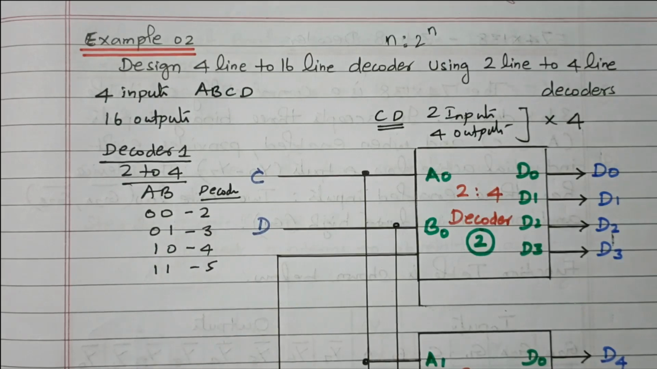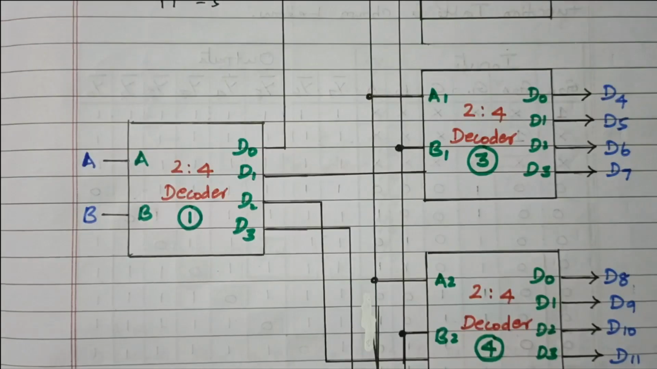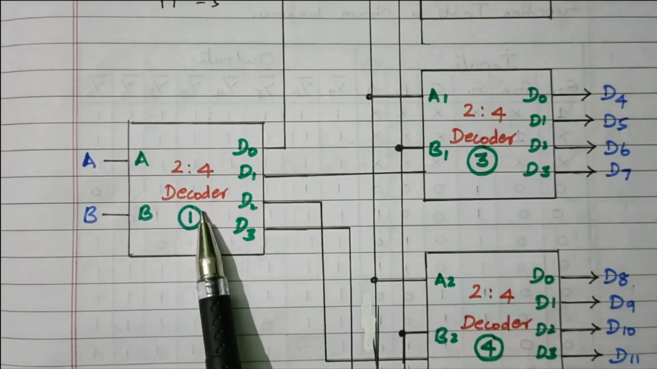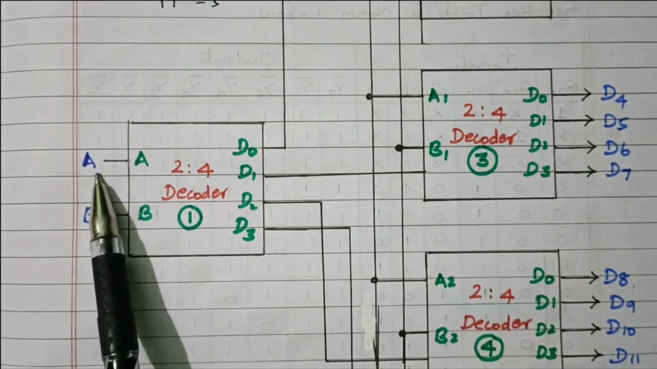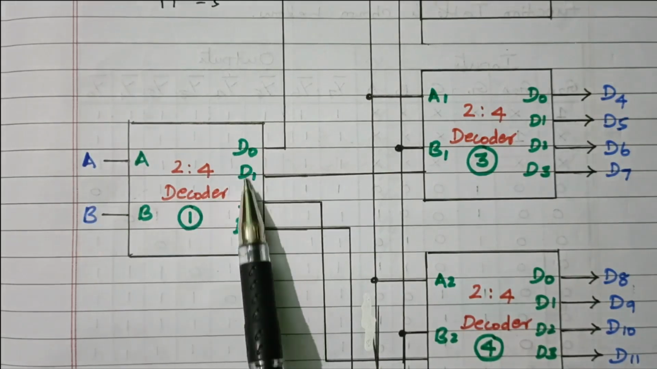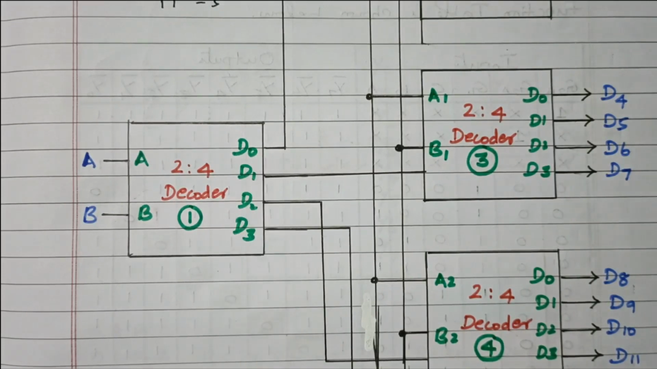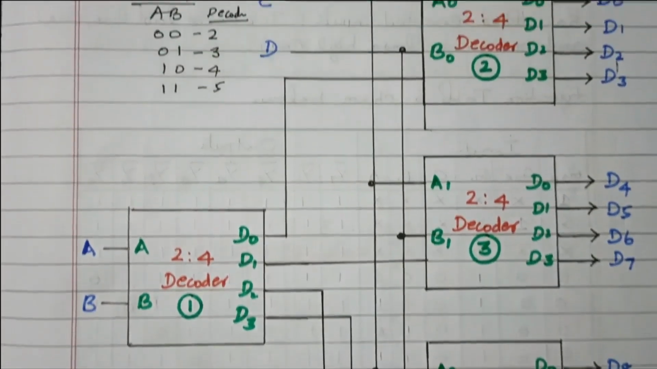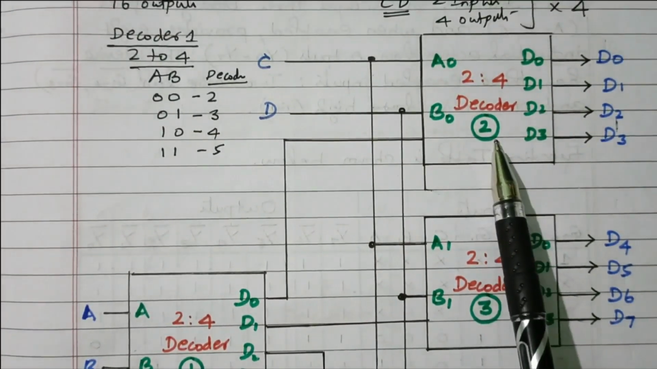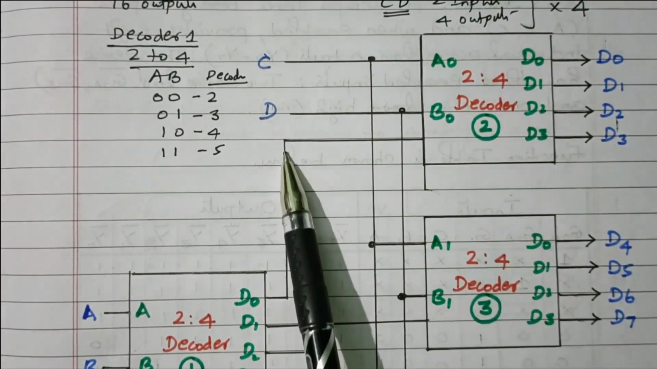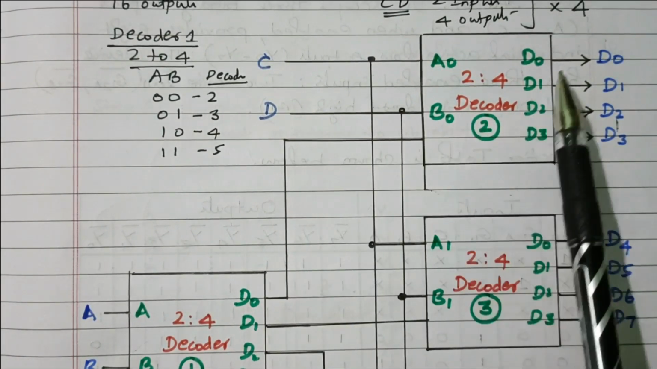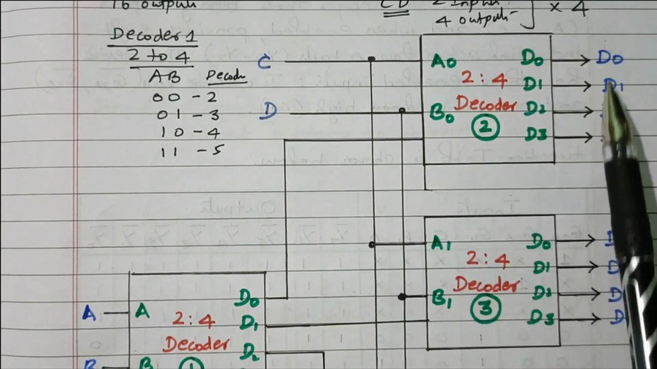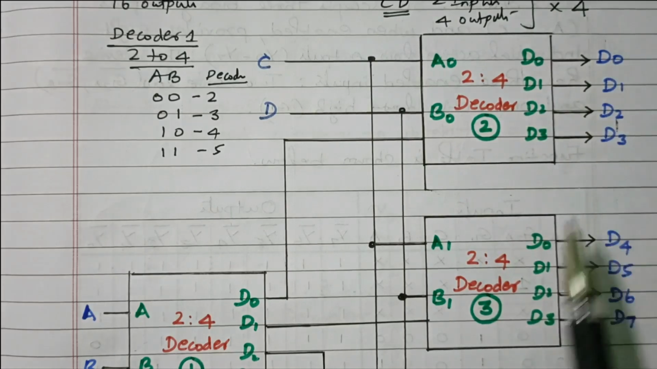Now we will see the logic diagram. So this is the first decoder. We are giving A and B as input, so we get 4 different outputs, D0, D1, D2, D3. This D0 is connected to the second decoder. When the D0 output is high, the second decoder will be enabled, so we get 4 different outputs, from D0 to D3.